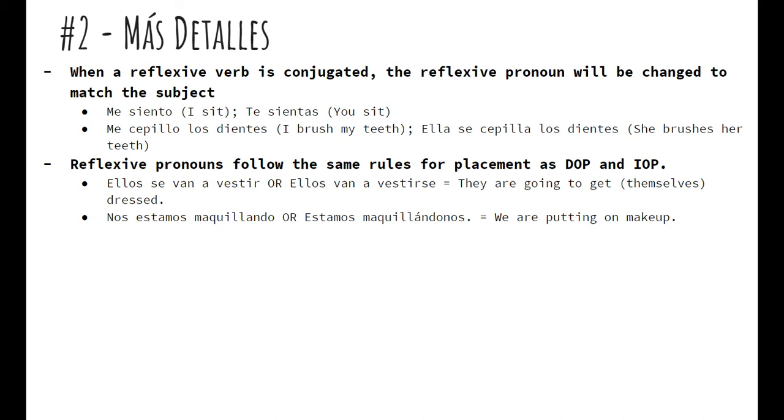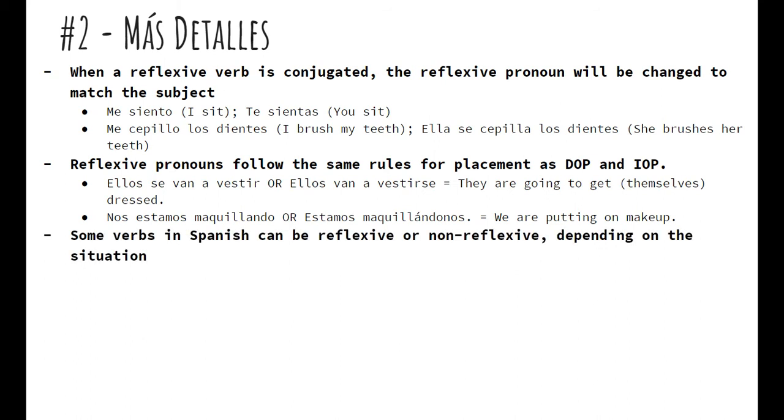In any sentence, it can go in front of the conjugated verb. And if all you have is a single conjugated verb, that is your only option. You can attach to that infinitive in an infinitive construction sentence, and you can attach to a present participle in a present progressive sentence. Now, one thing to take note of is some verbs in Spanish can be reflexive or non-reflexive depending on the situation.